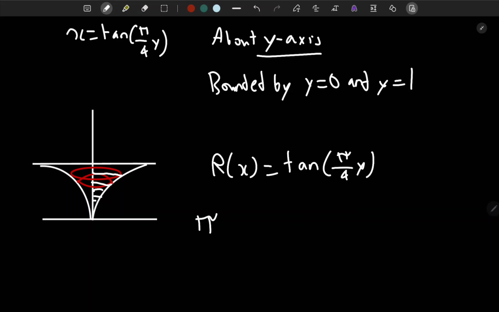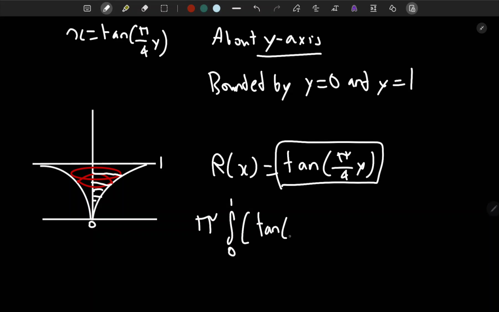So now what are our limits going to be? We are starting from 0 and we are bounded by y equals 1 here. So our limits are 0 to 1 of r squared, where r is basically tan(pi over 4 y). So here I'm going to do the integral of tan(pi over 4 y) squared dy.